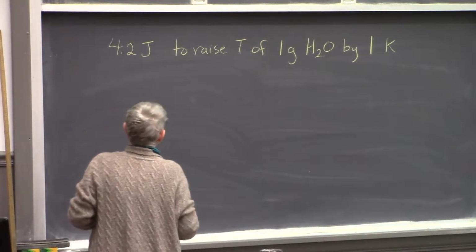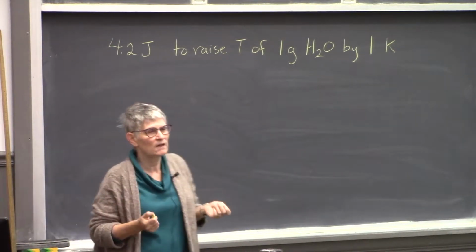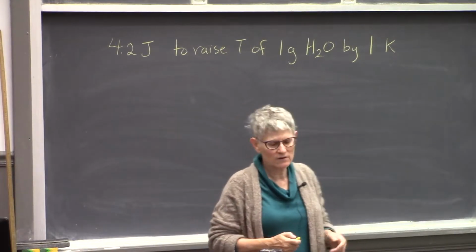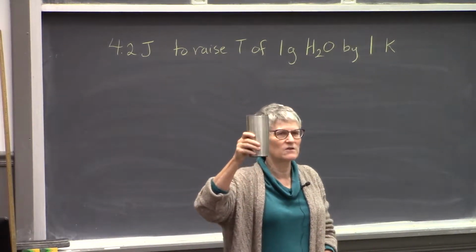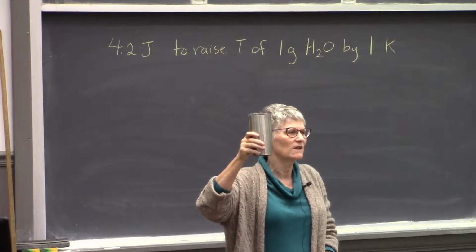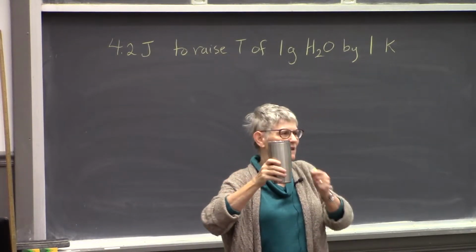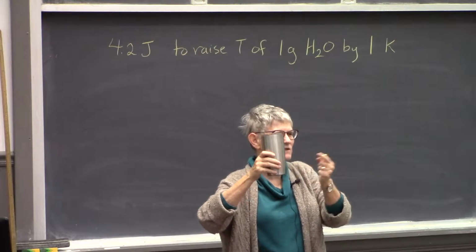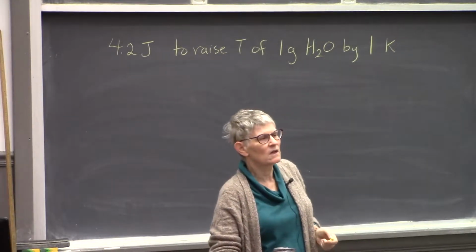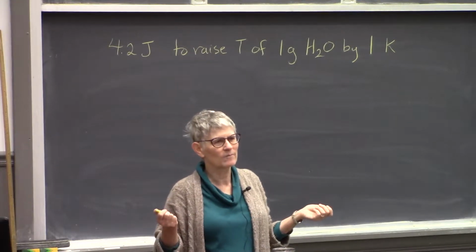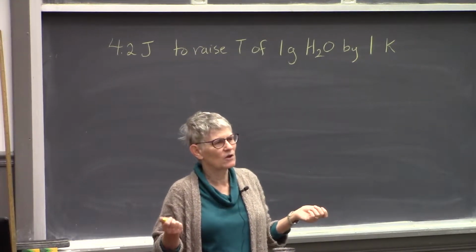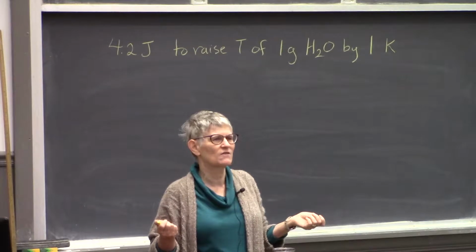Heat capacity means the amount of energy required to raise the temperature of a particular object by 1 degree. So this cup has a particular heat capacity. It would take a certain amount of energy input to raise the temperature of the cup by 1 degree. That's not very useful, so we usually want it on a per gram basis. And on a per gram basis, it's called specific heat.